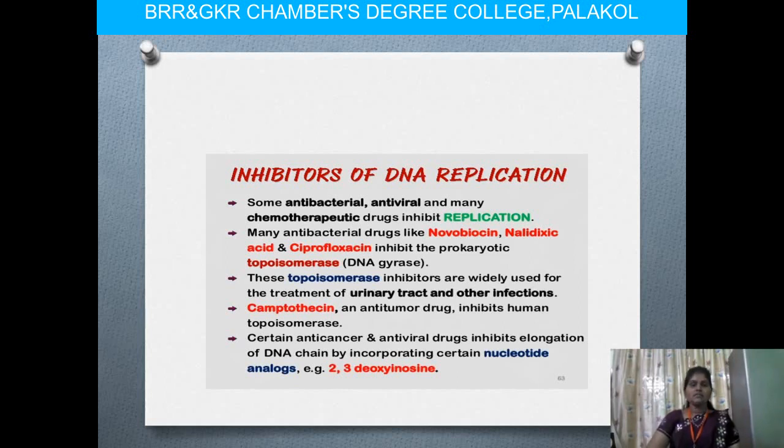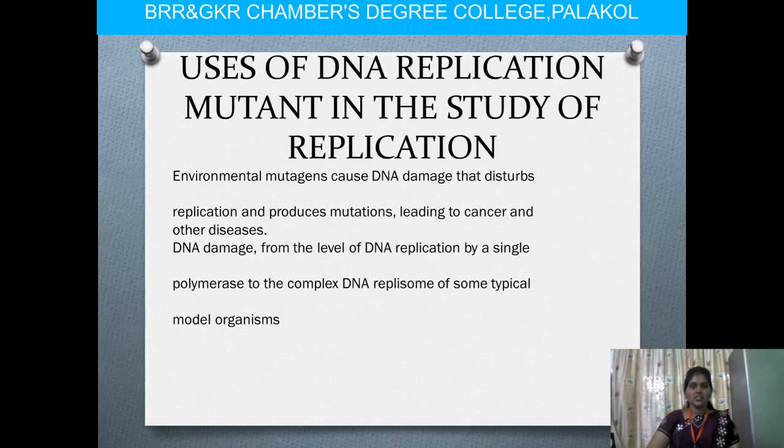Certain types of anti-cancer and antiviral drugs inhibit elongation of the DNA chain by incorporating certain nucleotide analogs. This is also most important to understand about the inhibition of DNA replication. The next topic is uses of DNA replication mutants in the study of replication. Some environmental mutagens can inhibit replication, and they also disturb replication by damaging the DNA, leading to cancer and other diseases.